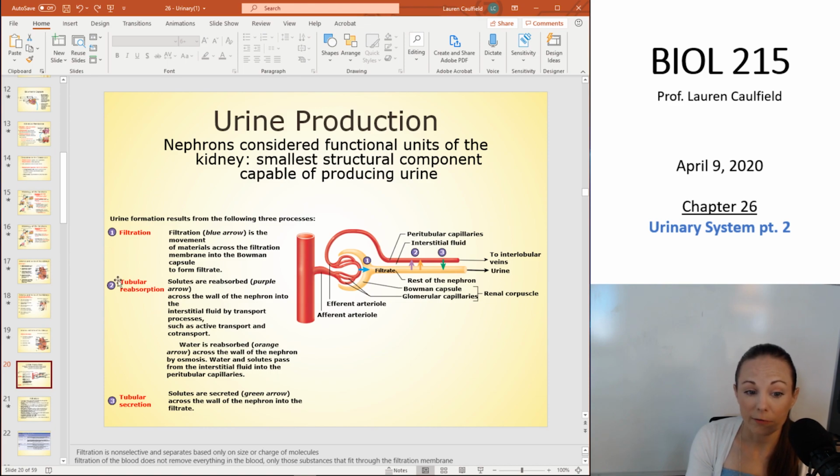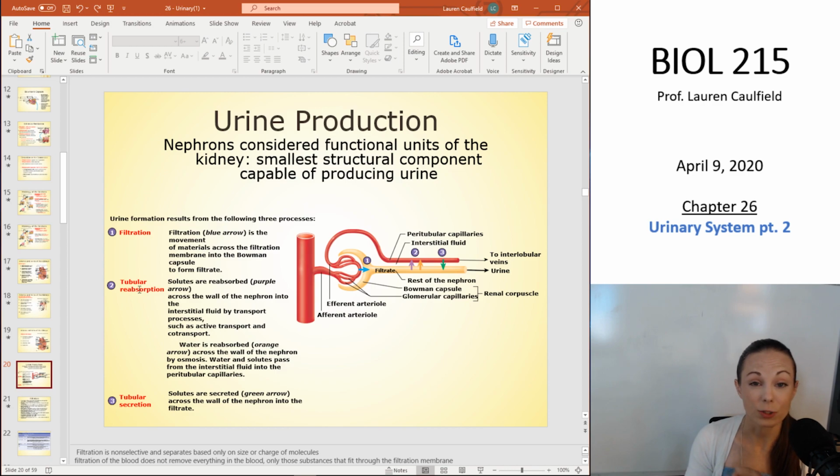Then we have two other activities that are going to take place. We have tubular reabsorption. So keep in mind that because we are losing so much fluid out of the blood, if we don't reabsorb a lot of that fluid, and especially some of the important solutes, then we would produce massive amounts of urine, and we wouldn't be able to maintain a blood pressure because we're losing so much of our blood volume in this filtration process. So tubular reabsorption is very, very important.